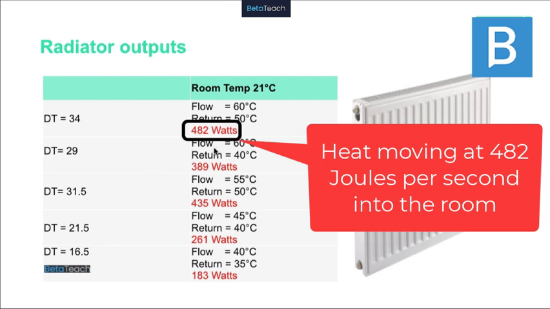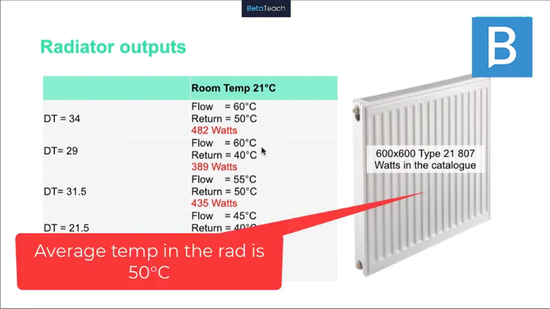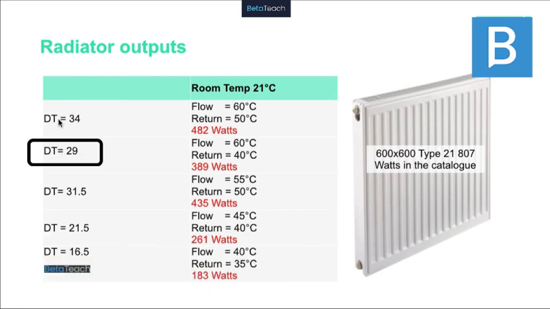If we had it at a flow temp of 60 and we got a return temp of 40, so there's 20 degrees difference between these two. The average temperature is going to be around 50 degrees in that radiator. And the difference between 50 degrees inside your radiator and 21 room is 29. So we haven't got a greater distance here than we had here. So the speed of heat moving into your room is now slower.